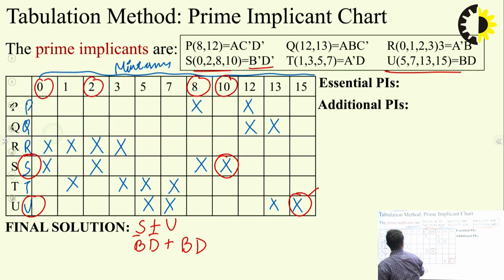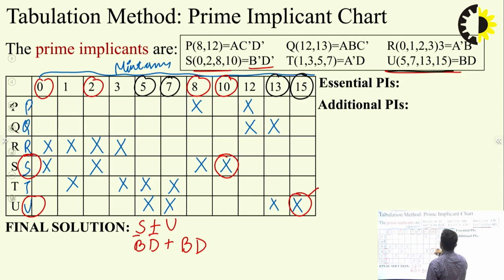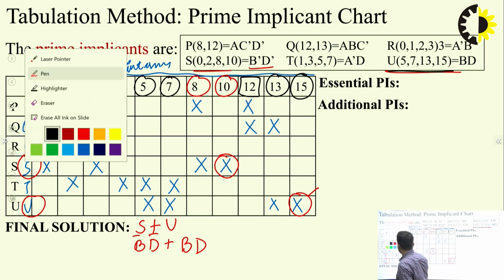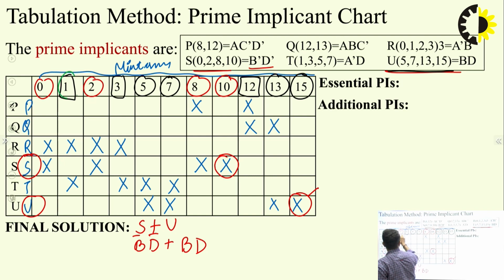Similarly, U is covering 5, 7, 13, 15. These 4 terms are covered by U. So I can still see that 1 is left, 3 is left and 12 is left. So I have to cover these 1, 3 and 12 also.